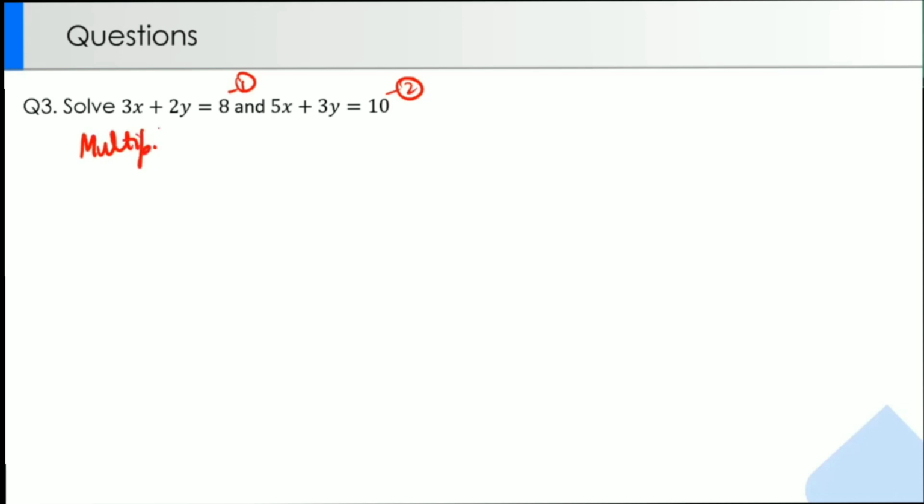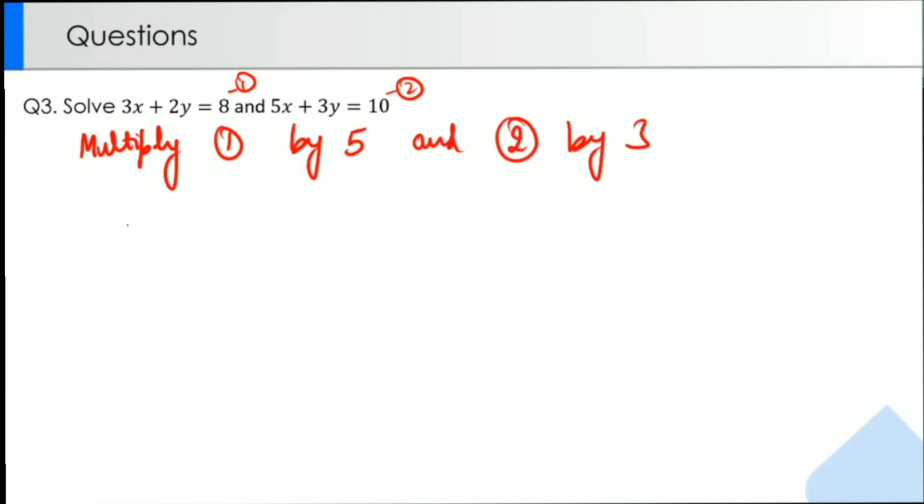Let us do one more question quickly. Solve 3x plus 2y equals 8 and 5x plus 3y equals 10. So let us do it now. So again, I have two equations. This is my equation number 1 and this is my equation number 2. And we can see that I need to multiply both the equations in order to equate the coefficients because they are not multiples and neither of the coefficients is same. So let us multiply equation 1 by 5 and equation 2 by 3.